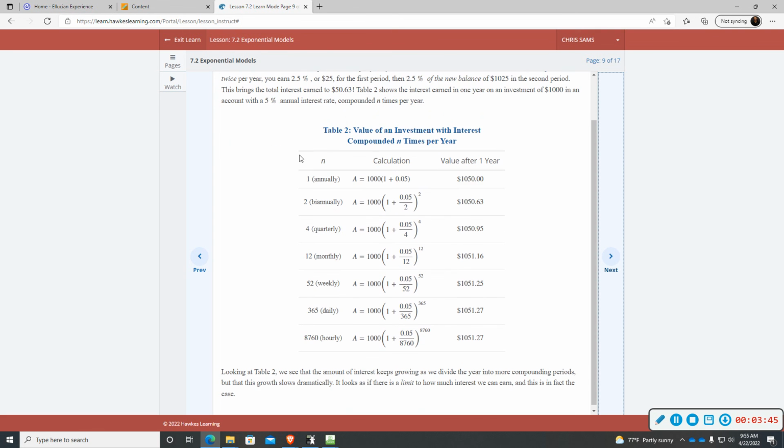This is helping you to identify N in that compound interest formula. So if they say annually, it tells you one time a year. So that's what your N is. Your formula is simplified. You don't have to divide. If it says biannually, semi-annually, N is equal to 2. Quarterly, N is equal to 4. Monthly, N is equal to 12. Weekly, daily, and then hourly. So you have several different ways that we can compound interest in a year. So these are the ones that will help you. These are the values that you will use.